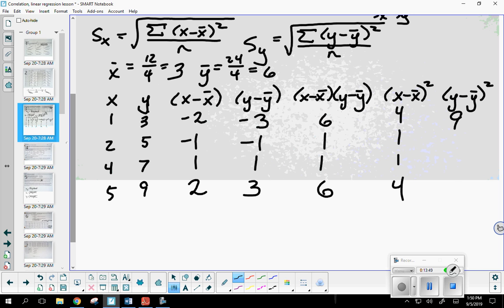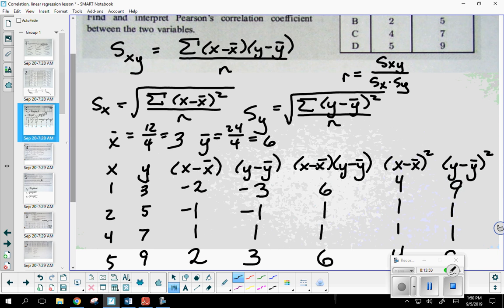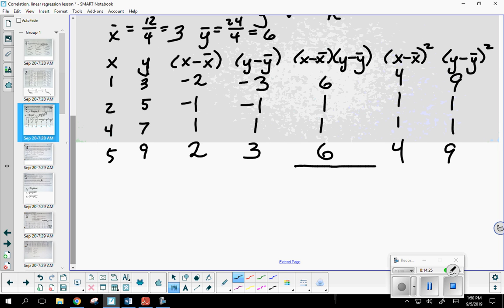9, 1, 1, 9. Okay. Now, if you go back and look at your formulas, what do I actually need to find the sum of? I need the sum of the products. Okay. I need the sum of the square differences for the x's. And I need the sum of the square differences for the y's. So it's these last 3 columns that I need to add up and get their totals.